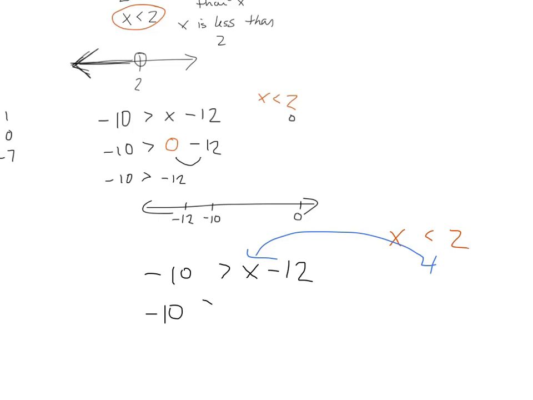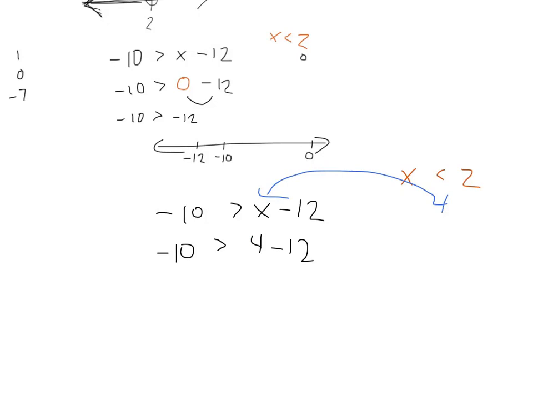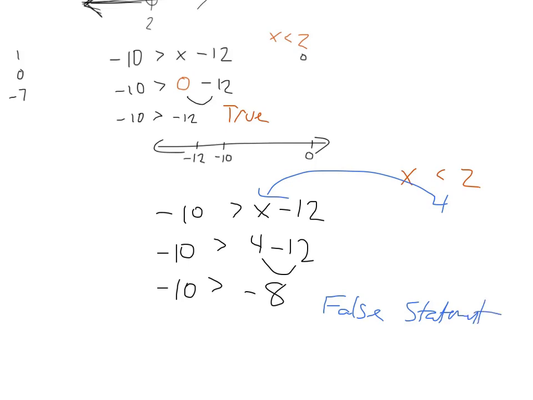Negative 10 greater than 4 minus 12. Let's see. Negative 10 is greater than 4 minus 12, which is negative 8. All right, so what kind of statement is that? Well, up here, this was a true statement when we plugged in a number that was less than 2. Here, we get a false statement, because negative 10 is not greater than negative 8. Negative 10 is actually less than negative 8. So there's another way to check your solution.